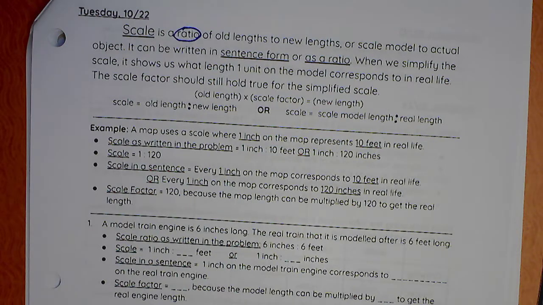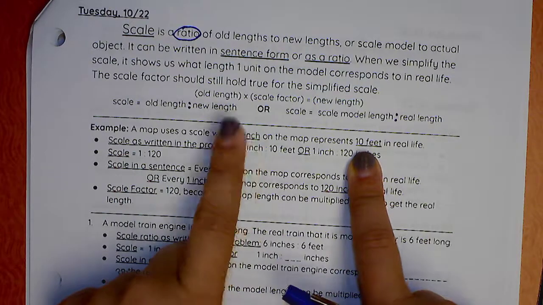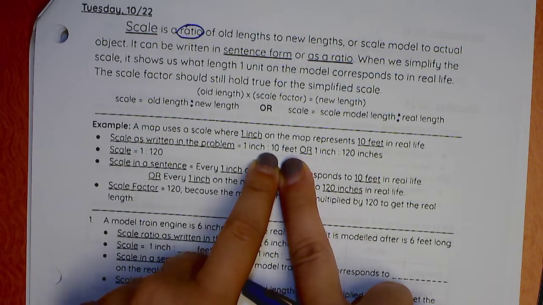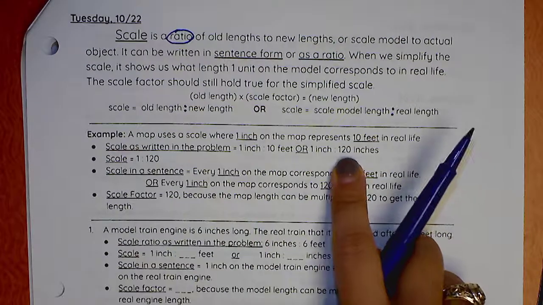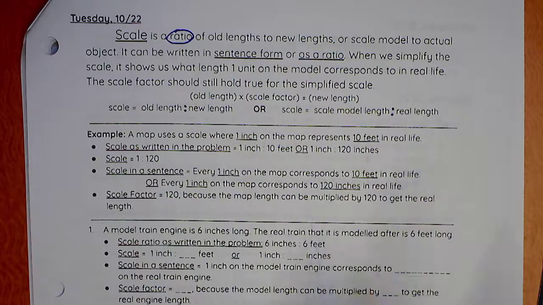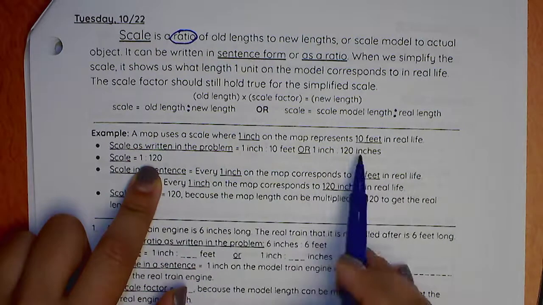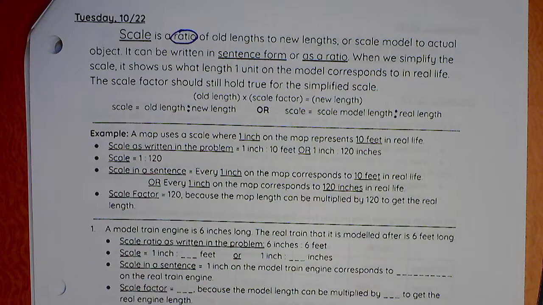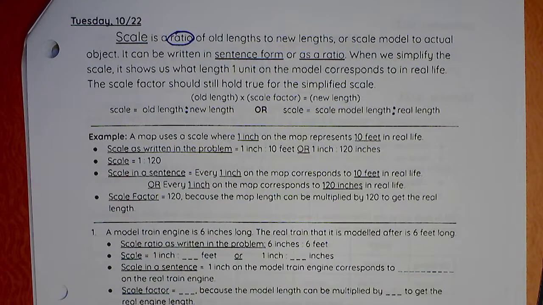The example is, if 1 inch represents 10 feet in real life, from a map to real life, then I write it as 1 inch represents 10 feet with this colon as a ratio. Or 1 inch represents 120 inches because that's the same thing as 10 feet. I would write it as this. So this is the information they gave me. This is how I write it. And I could say in a sentence, every 1 inch on the map corresponds to 10 feet in real life. Or every 1 inch on the map corresponds to 120 inches in real life, either way.